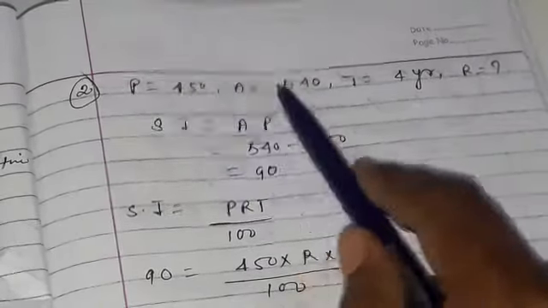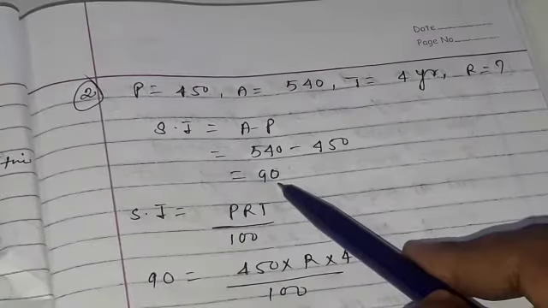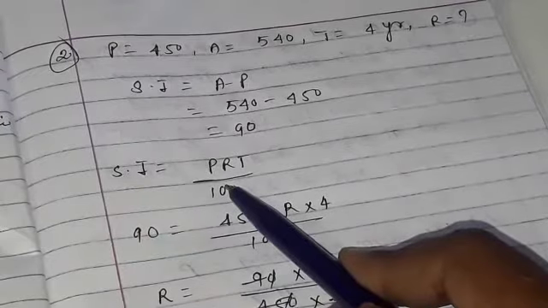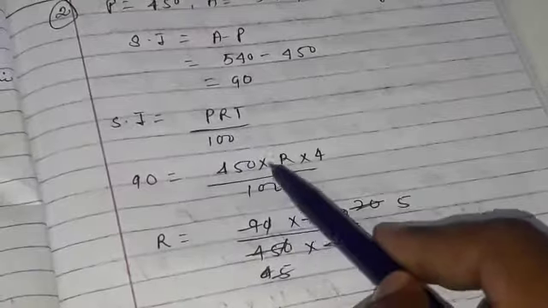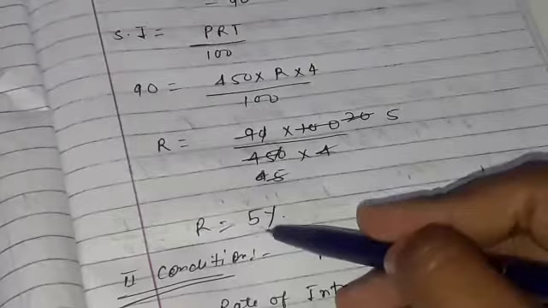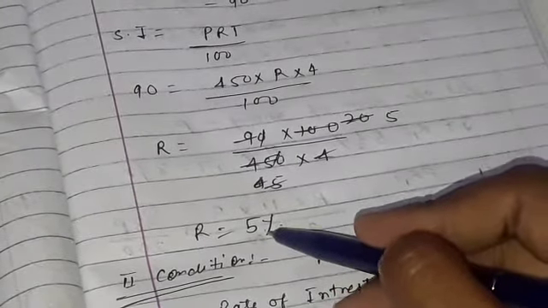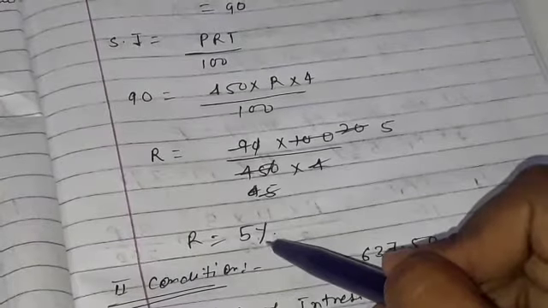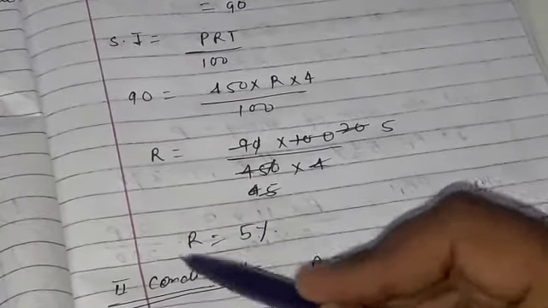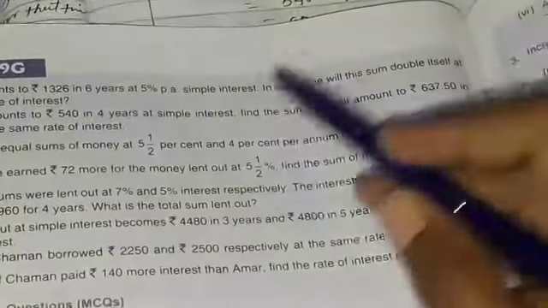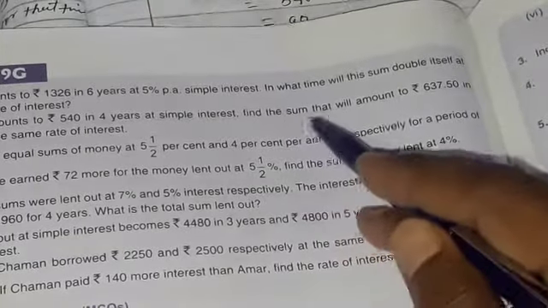So by A and P you can easily find the simple interest. And now put in the formula SI is equal to PRT upon 100. Put all the values in this formula: 90 for SI, 450 for P, R unknown, T is 4. By solving this you can easily find the rate of interest. So class, it's very important. In the question they gave you the first amount to find the rate of interest, and now what they want to ask you is to find the sum.